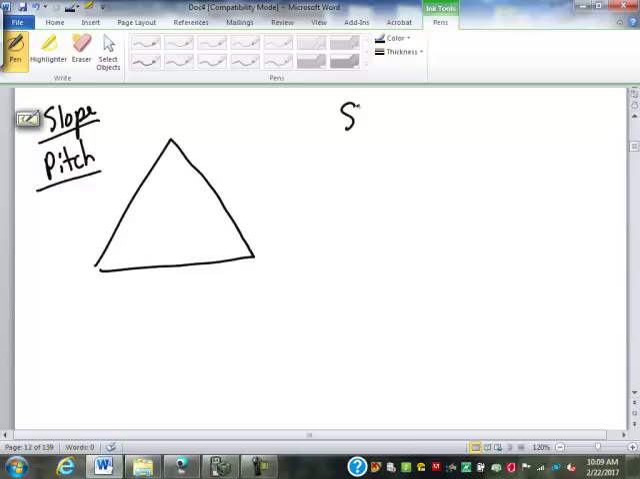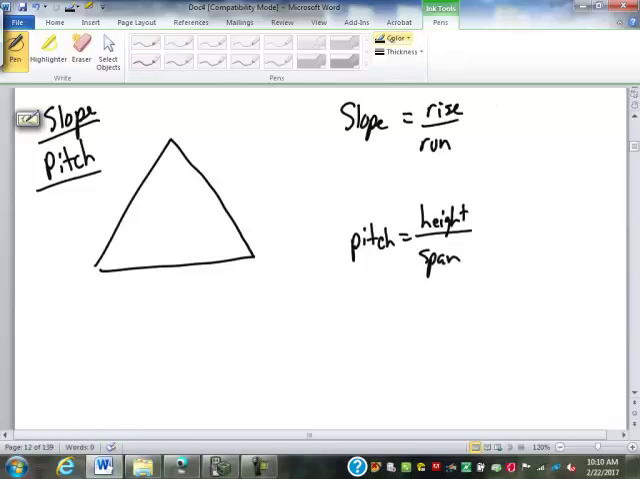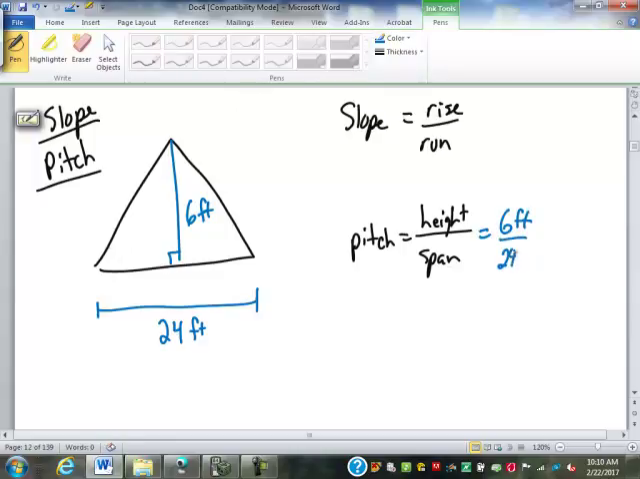There is a difference. Slope is defined to be a rise over run. Pitch is defined to be height over span. So let's say the span of this roof is 24 feet. The height of this roof is 6 feet. So the pitch is 6 feet over 24 feet. The feet cancel out, and both the 6 and 24 divide by 6. That is a 1/4 pitch.